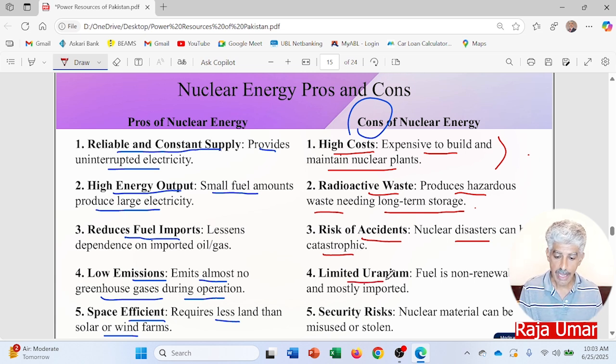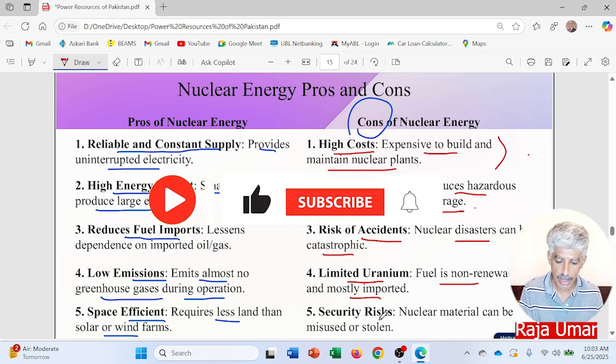Limited uranium: as nuclear fuel, it is not available in abundance in Pakistan, and at times it needs to be imported. So it becomes a really expensive form of fuel, and at times because of global restrictions we may not be able to import that fuel. If the fuel is not available, definitely we will not be able to run the nuclear power stations.